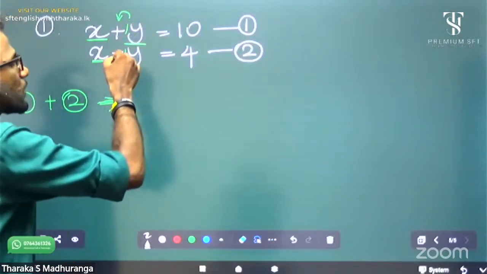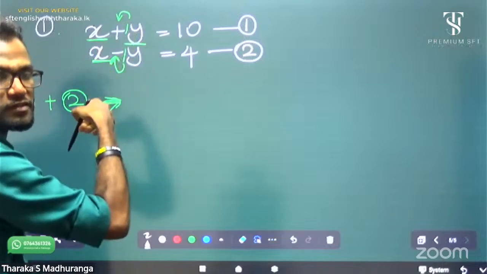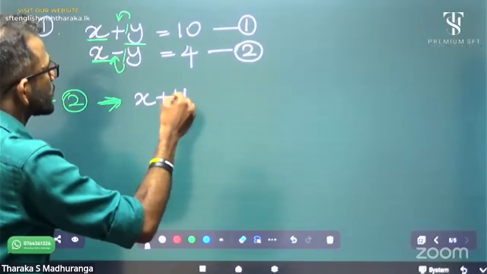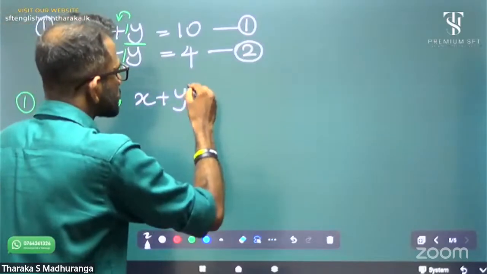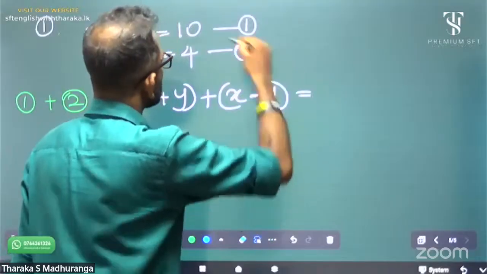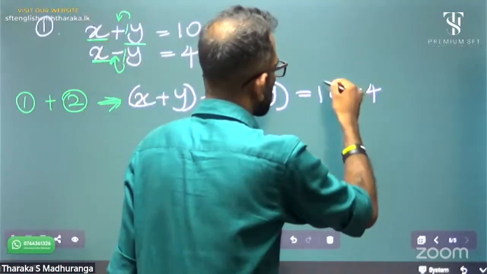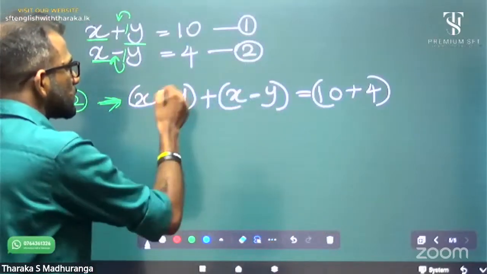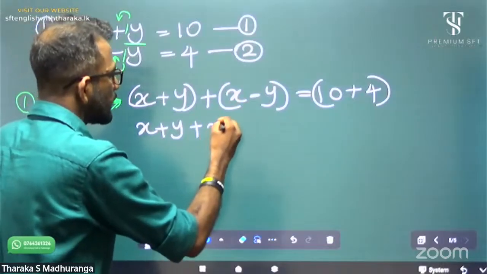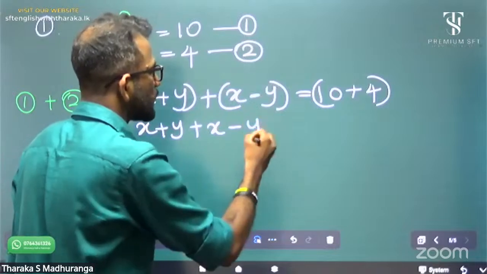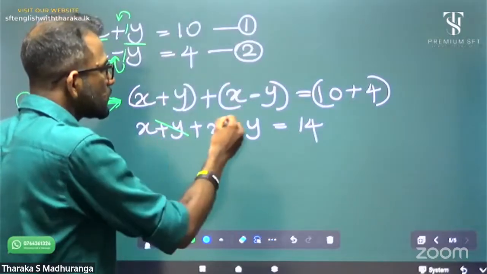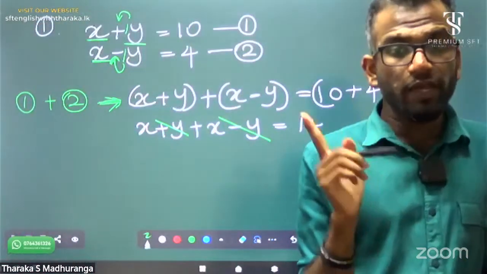Okay. Now coefficients are same, signs are different. Adding: x plus y plus x minus y equals 10 plus 4. x plus y plus x plus minus y equals 14. Remember, plus y and minus y cancel out. That's what we call the elimination method.